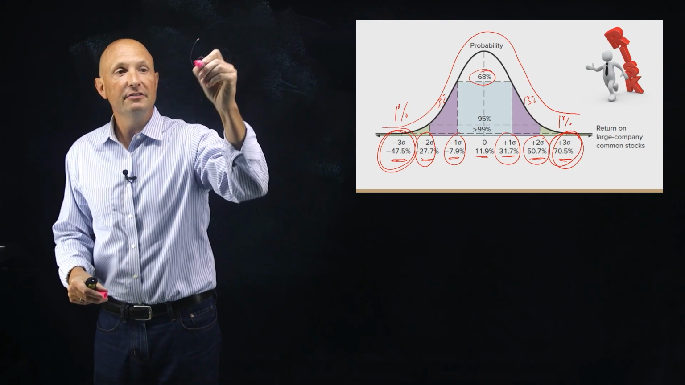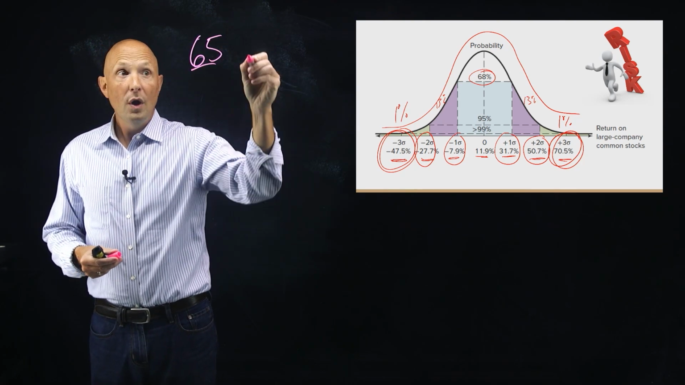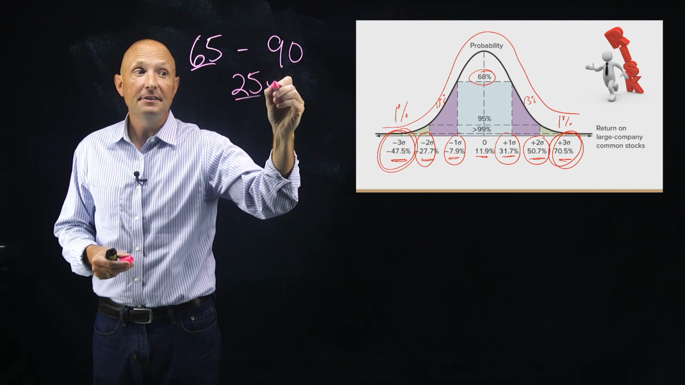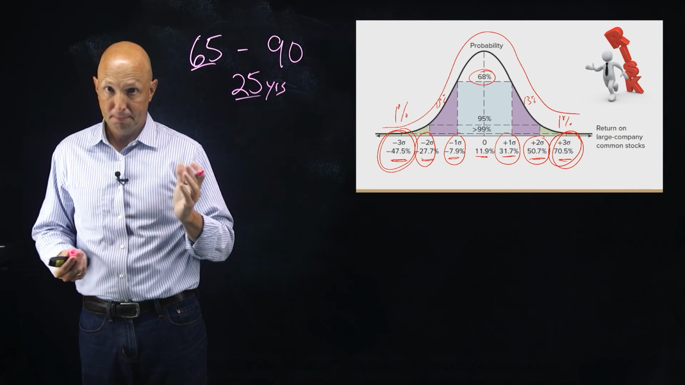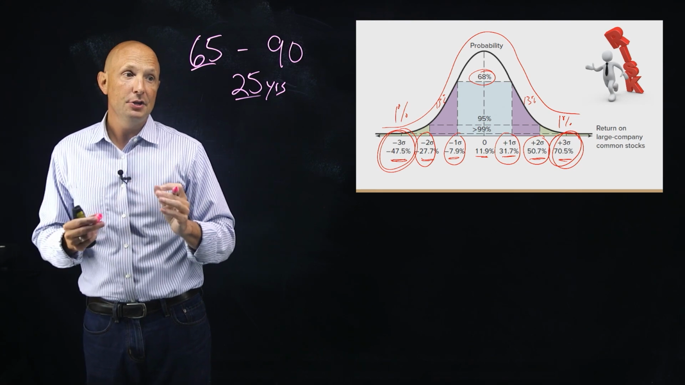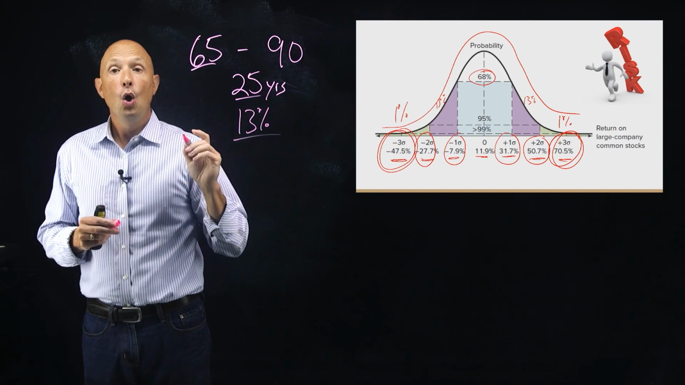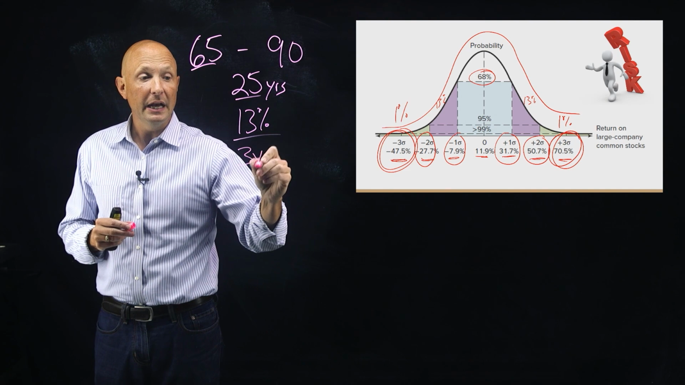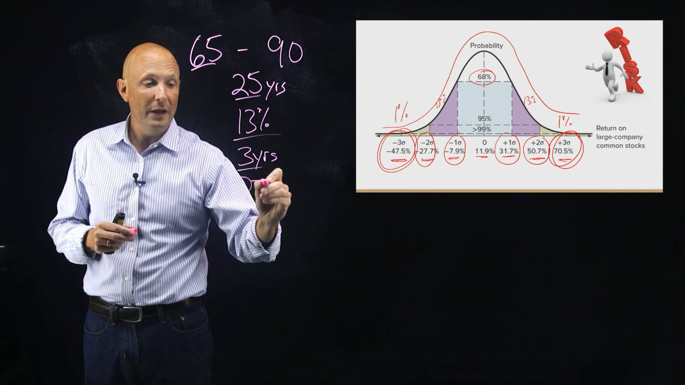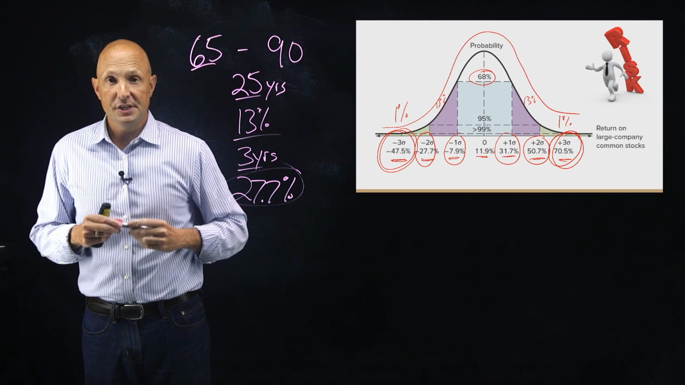Because someone who is 65 years old with a 1 in 2 chance of living to 90 has 25 years of an investment time horizon, okay? If we were to break this down just based on the numbers, that means you have a 13% chance, which means about 3 years, a situation where you might see a decline of 27.7%, okay? 13% of the time.